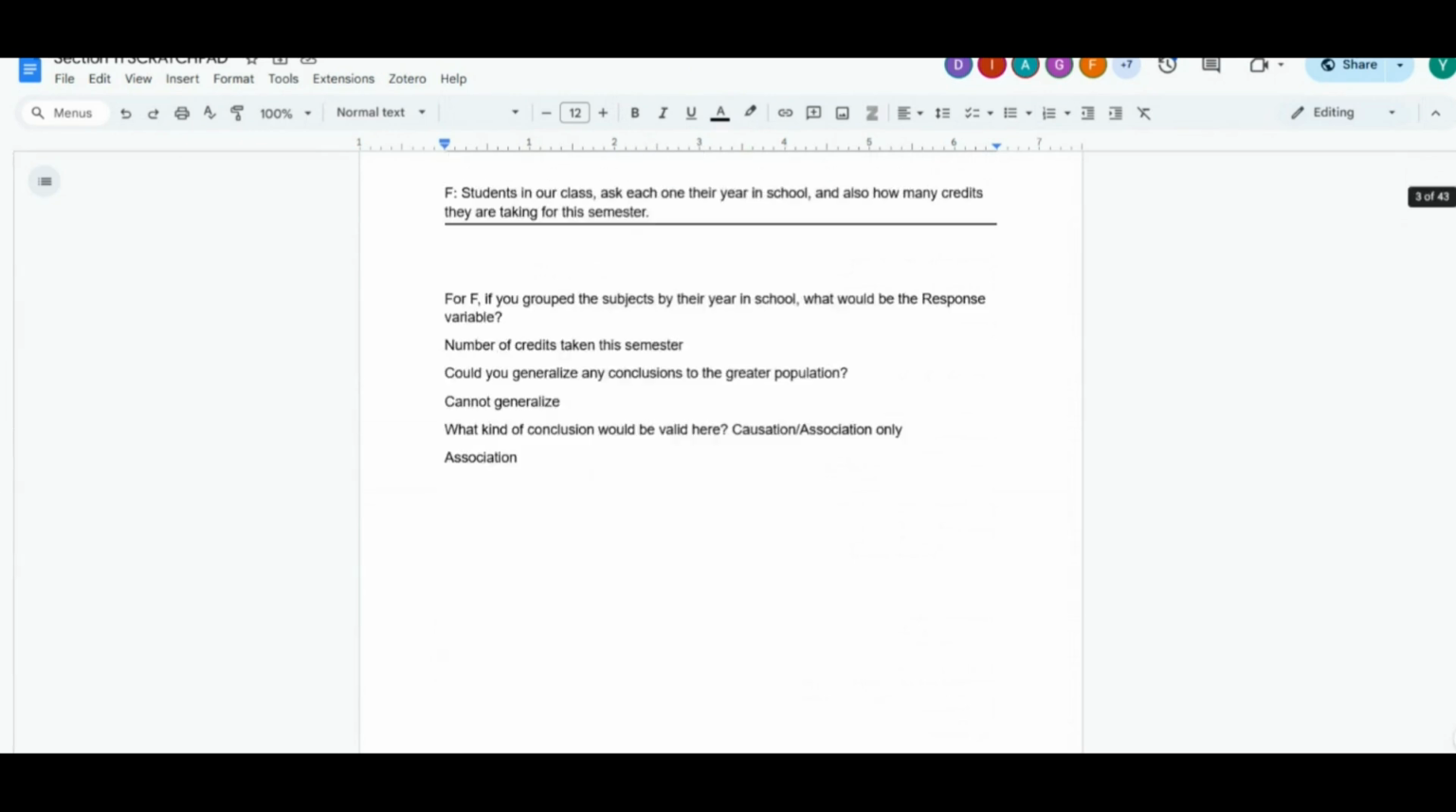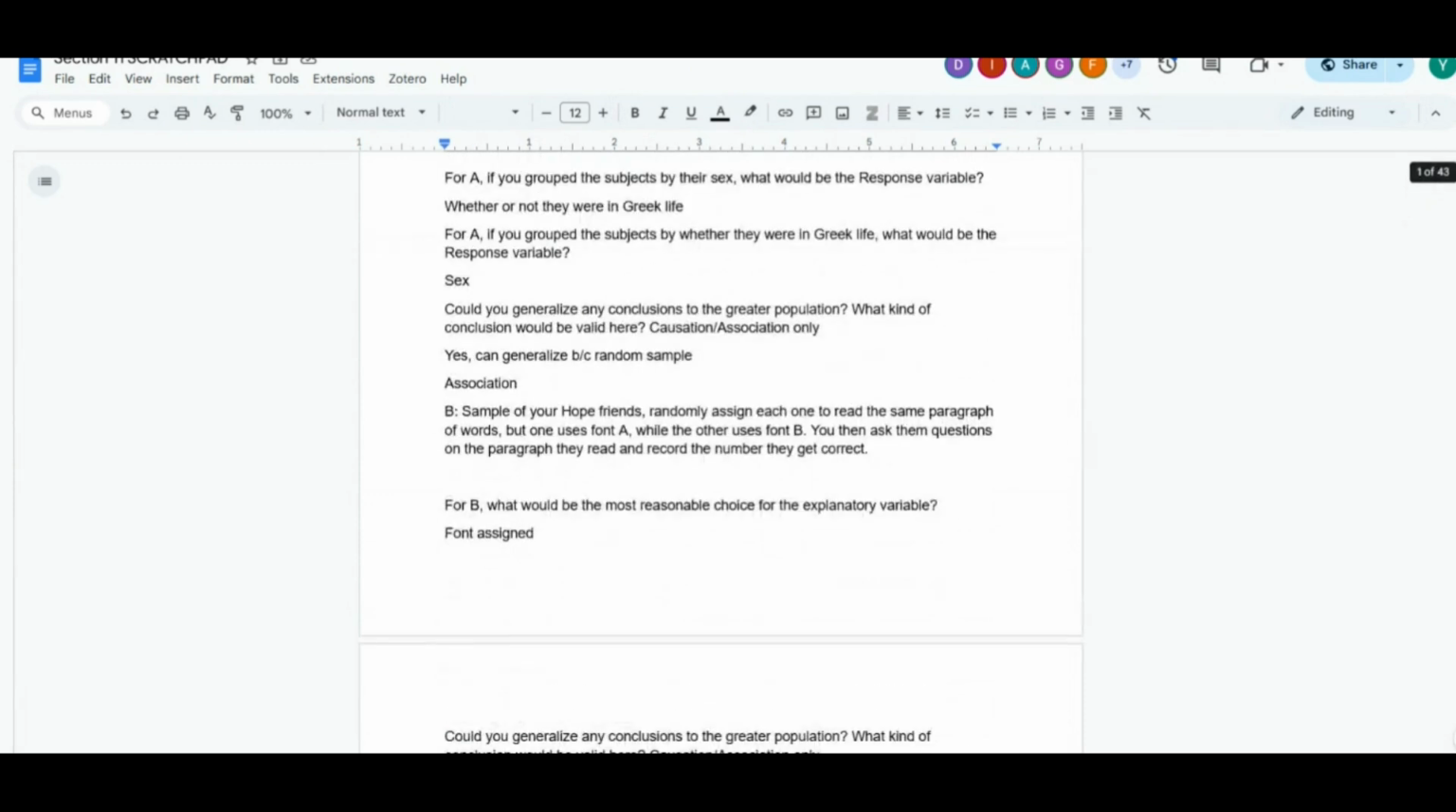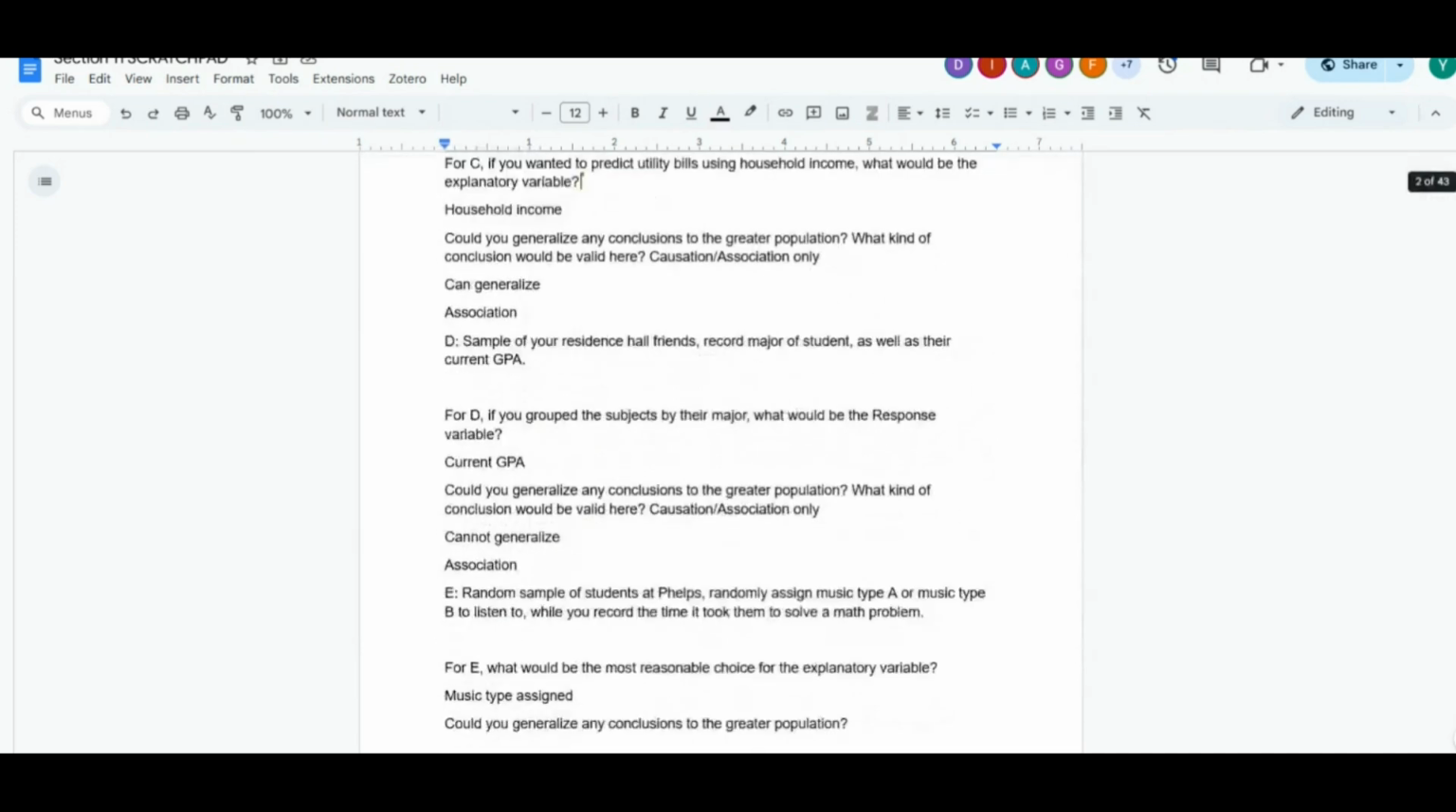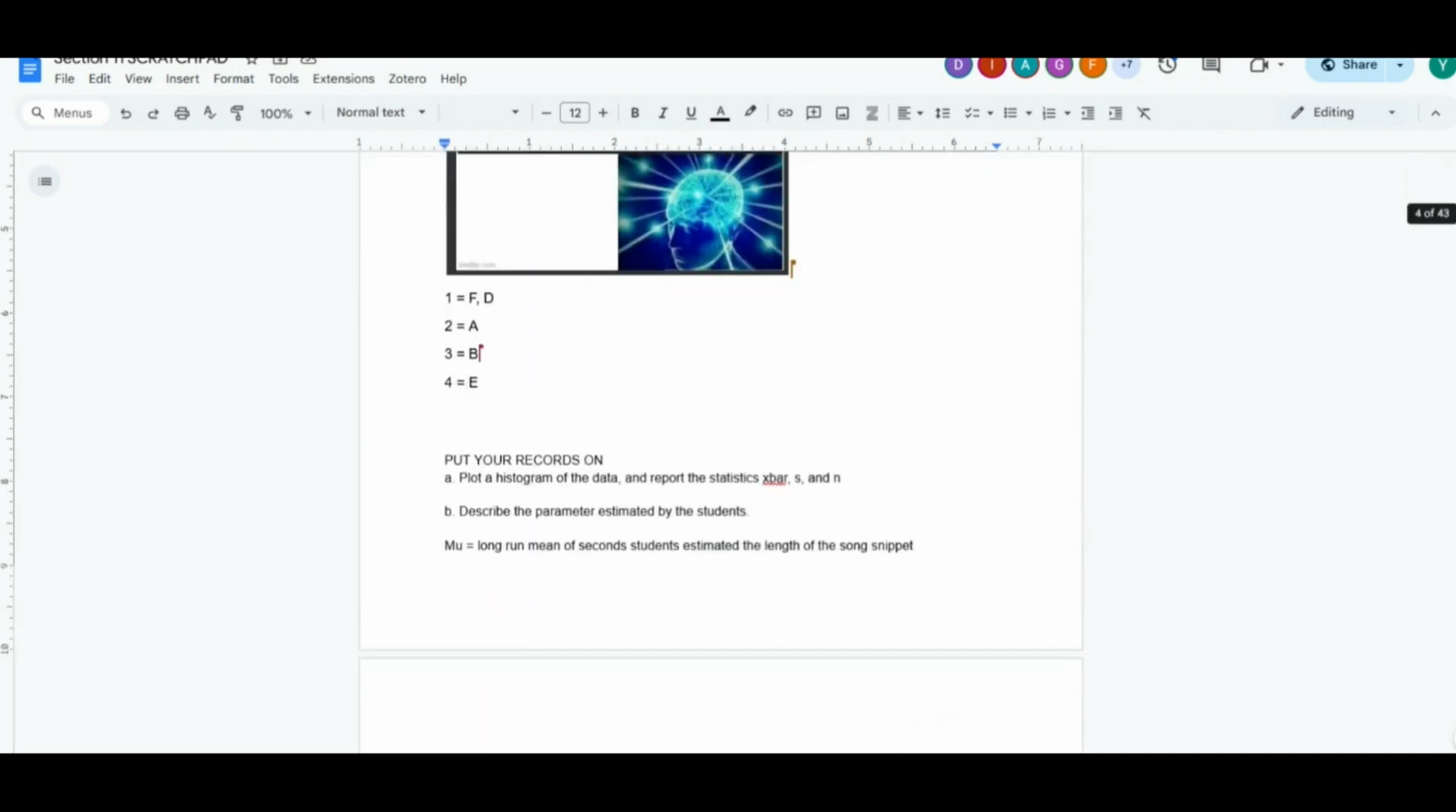Where does B belong? Study B is, see, you have a sample of your Hope friends. You randomly assign, okay, so there's some random assignment of the explanatory, but it's not a random sample. That would make study B what number? 3. Good. It's an experiment. But it doesn't qualify to be a 4 because you didn't have a random sample. It's not as good as it could be. Very good. You're getting it.